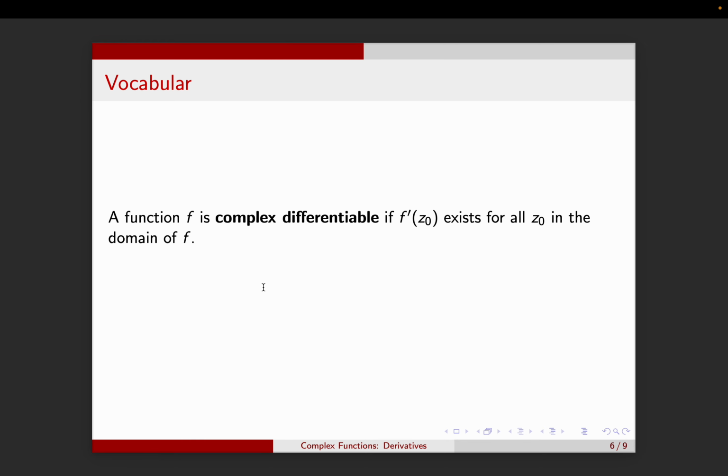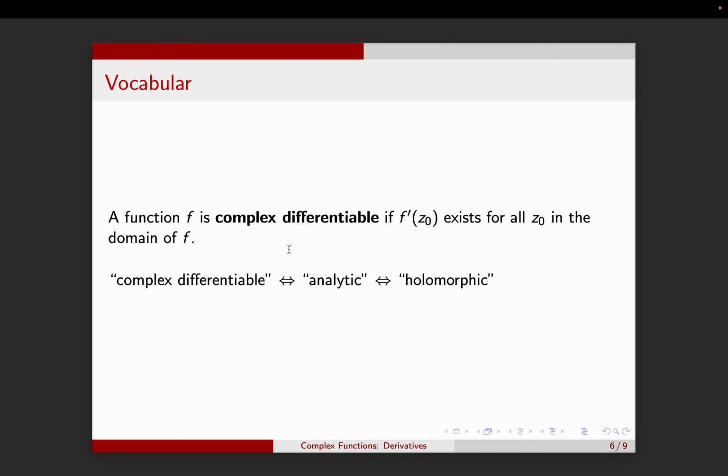Okay, so just a bit of vocabulary. A function f is complex differentiable if basically its derivative exists for every point in the domain. That's the same definition of differentiable we had in Calculus 1. A function is differentiable if its derivative exists at every domain point.